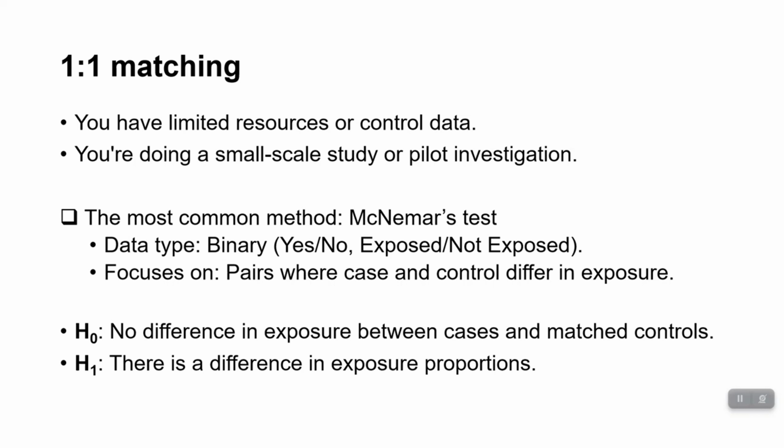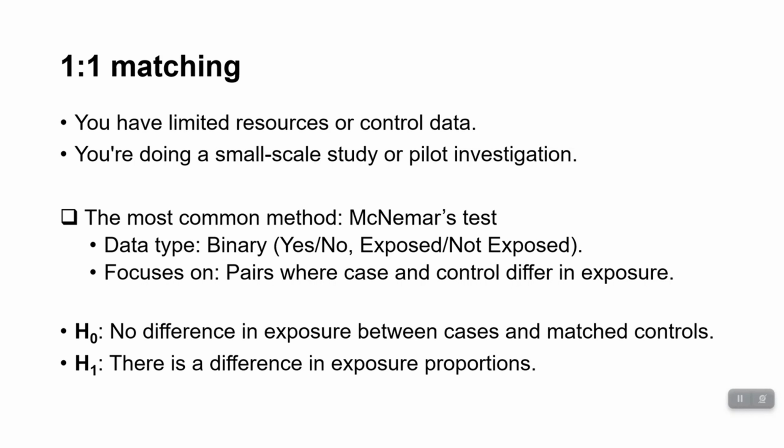So we use one-to-one matching when you have limited resources or control data, or you're doing a small scale study or pilot investigation, or you want to simplify the analysis. The most common method for analyzing one-to-one matched cases and control is McNemar's test. Before running the McNemar's test, we have to understand what it does and prepare the data accordingly.